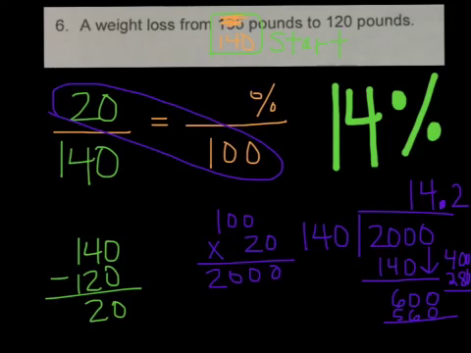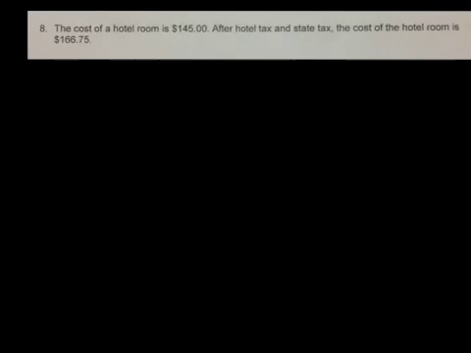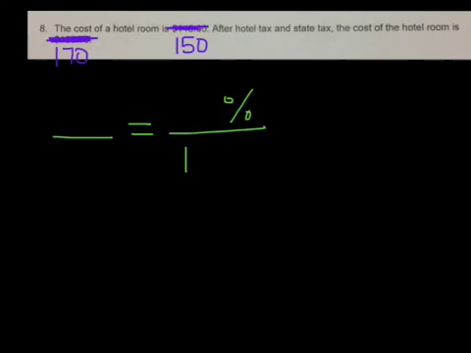Okay, let's check out number 8. Number 8 says a hotel room cost $145. We estimated that one and we rounded it to be $150. Then we also estimated $166.75 to be $170. All right, so now I'm going to use these. I'm going to set up my ratios. Percent goes on top, 100 goes on bottom.